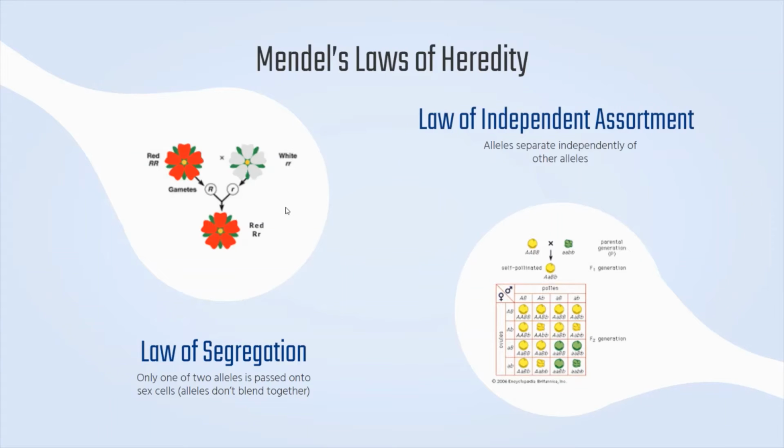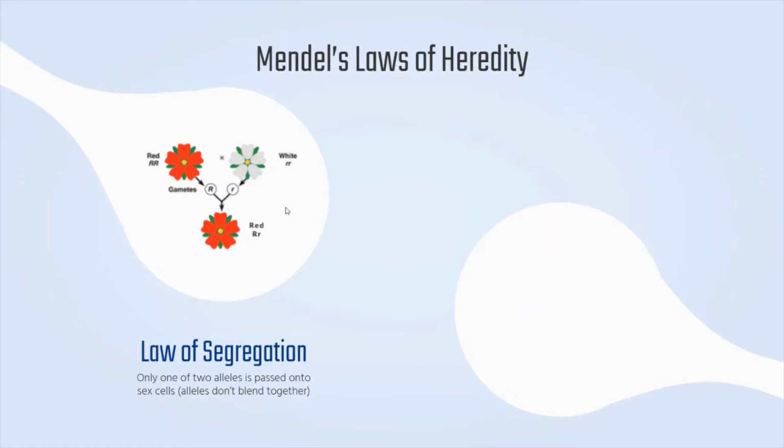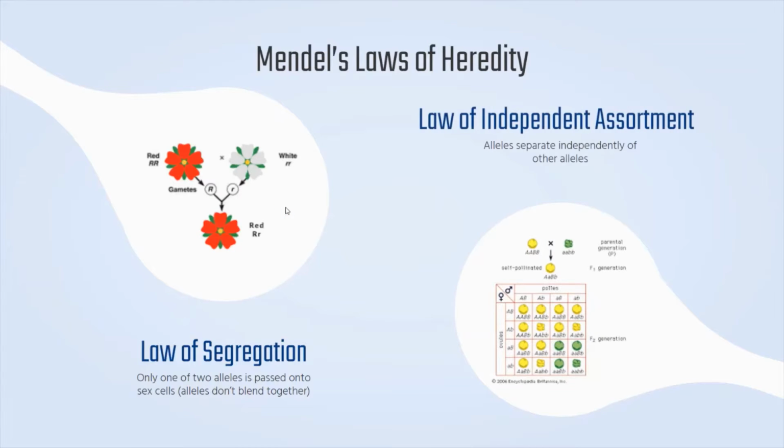On the other hand, the law of independent assortment means that alleles separate independently of other alleles. So in this case, the characteristic of being yellow or green does not affect whether or not it is wrinkled.